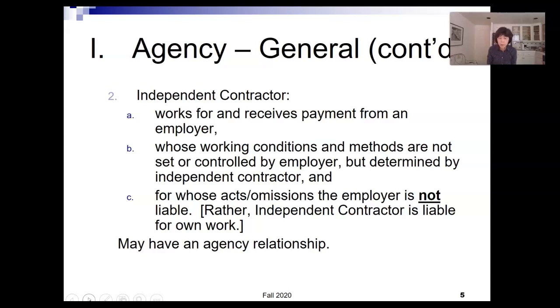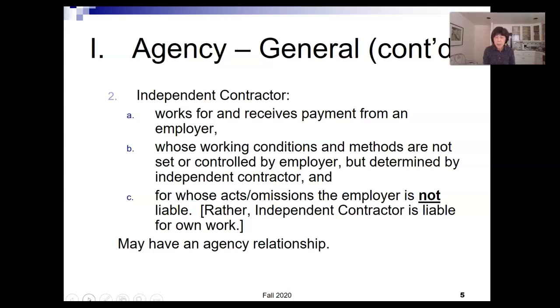The independent contractor also works for and is paid by the employer, all right? But the employer in this situation will have limited control. The employer is not going to set the working conditions or dictate when the work will be done or how the work will be done. And so the employer generally will not be held liable for the acts or the omissions of the independent contractor.